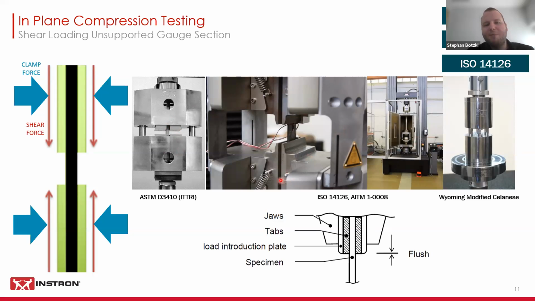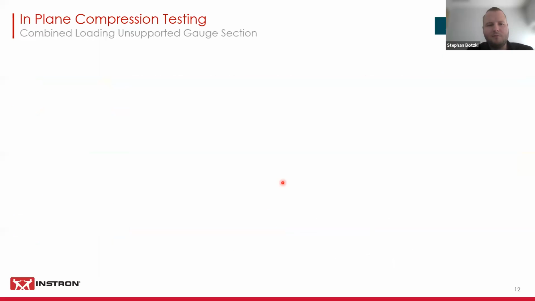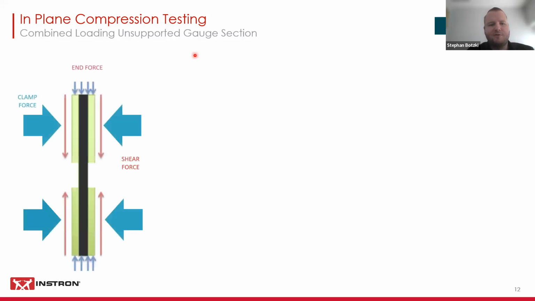So there's really many different fixtures that can be used with the ISO standard as long as you meet the bending requirements. Now moving on to the last compression, in-plane compression testing. The way of doing this is combined loading, unsupported gauge section. So how does that look? Well, we're going to clamp onto our specimen, and then we're also going to load it on the ends, and then everything is going to be compressed together. So we're introducing our compressive forces here via shear and also via the ends.